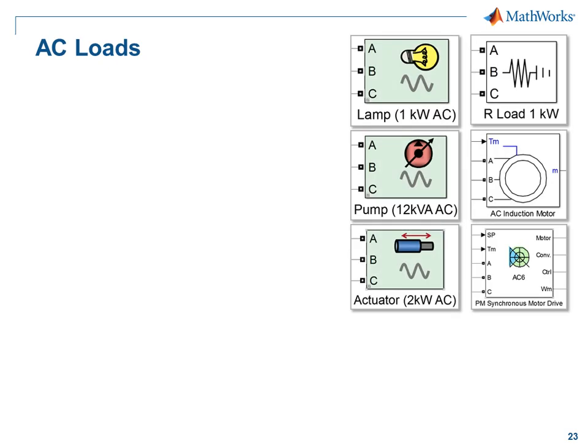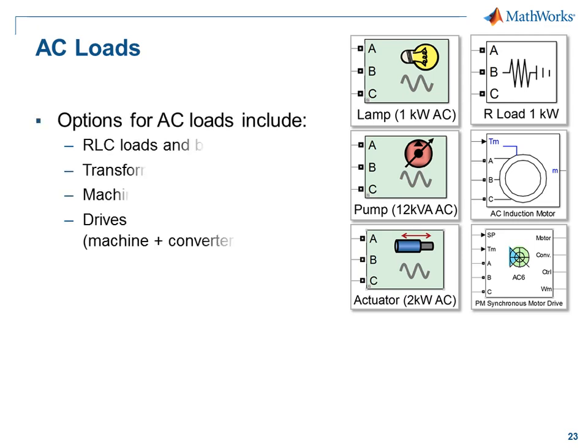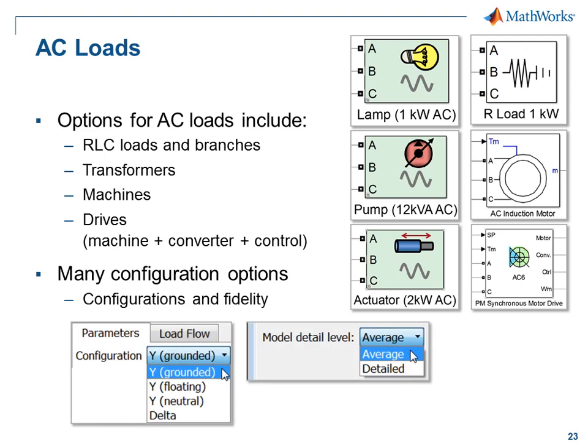Our network contains lamps, a hydraulic pump, and an actuator, and these have been modeled using blocks from SimPower systems. There are a number of options for modeling AC loads, and some of the components are listed here. Each of these different blocks in SimPower systems includes configuration options to help you adjust for different configurations of the component, as well as adjusting the level of fidelity in your model. I'll switch over to the model so you can see how these are integrated into our network.